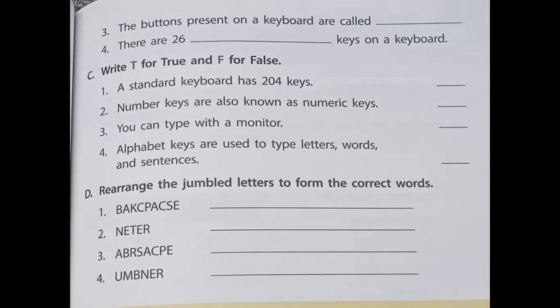T for true and F for false. A standard keyboard has 204 keys. No, false. Number keys are also known as numeric keys. True. You can type with a monitor. No, we type with a keyboard. Alphabet keys are used to type letters, words, and sentences. Yes, true. Rearrange the jumbled letters to form the correct words.